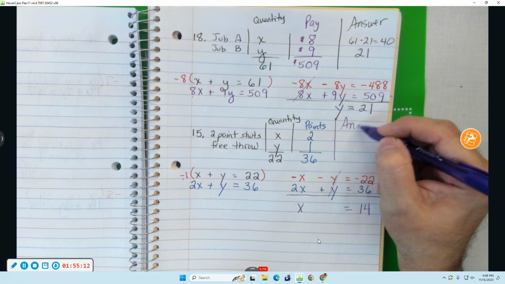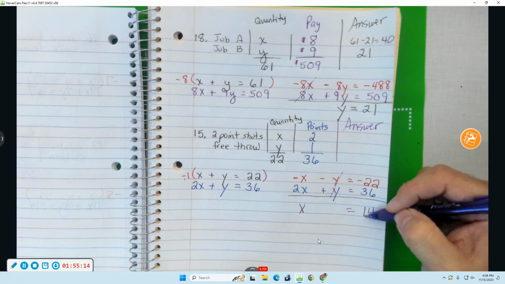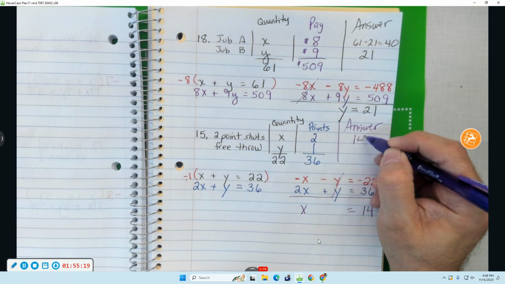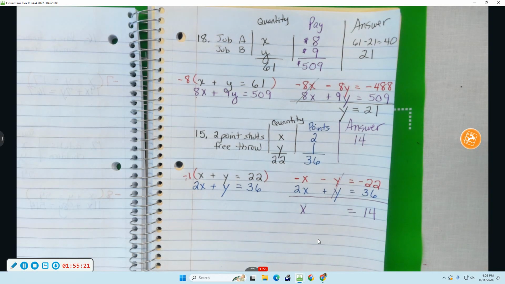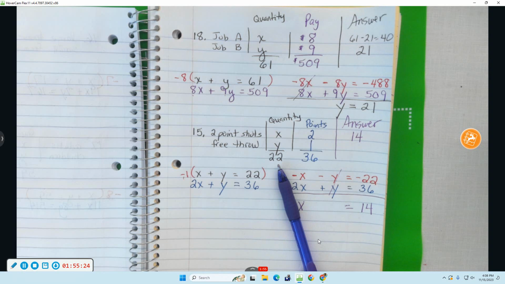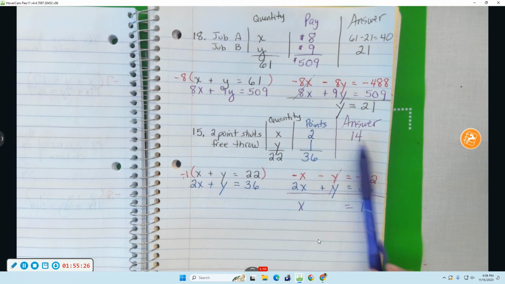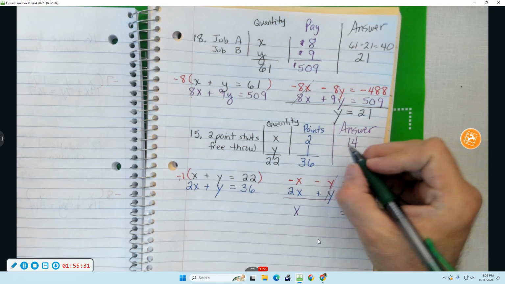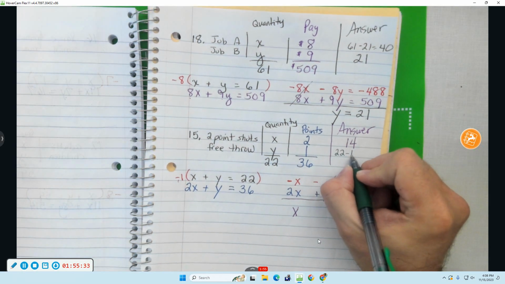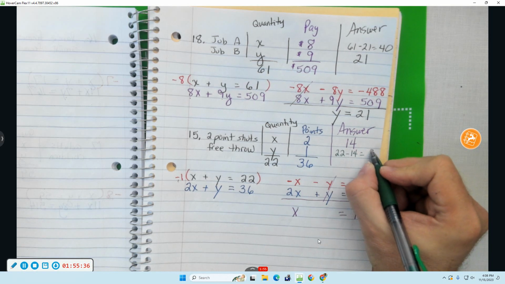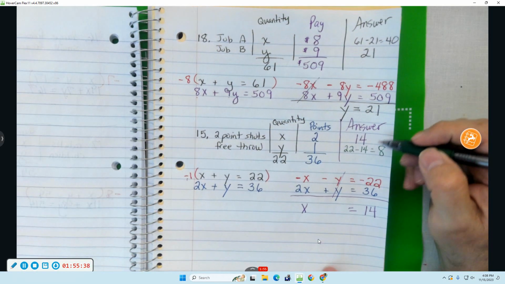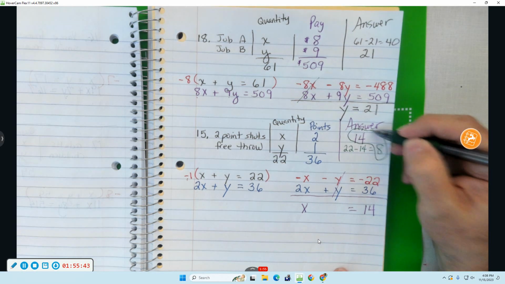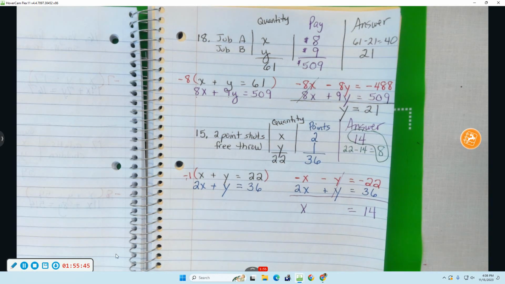Make sure you put that on the x row. So 14. We got 14 2-point shots. Altogether, he scored 22 times. So what am I going to do to the 22 and 14 to get the number of free throws? Subtract 22 minus 14. He got 8 free throws. So this player made 14 2-point shots and 8 free throws during the game.